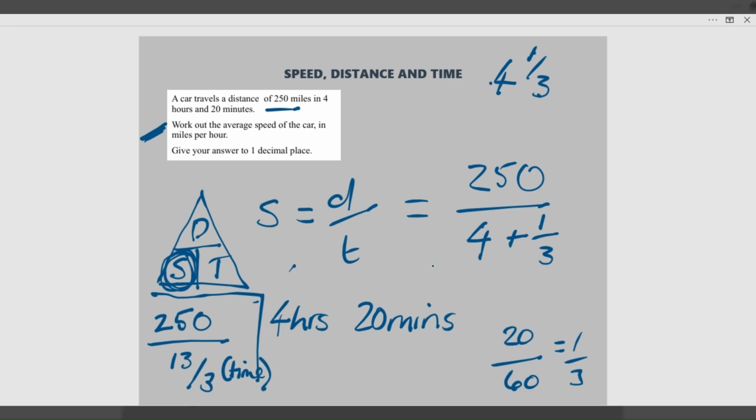Now the best way to put this in is to use the fraction buttons on your calculator. In the top of the fraction, you can put 250 and divide it, and in the bottom of the fraction, just go straight in with 13/3. Okay, so 250 divided by 13/3, and that all comes out at 57.69 miles per hour.